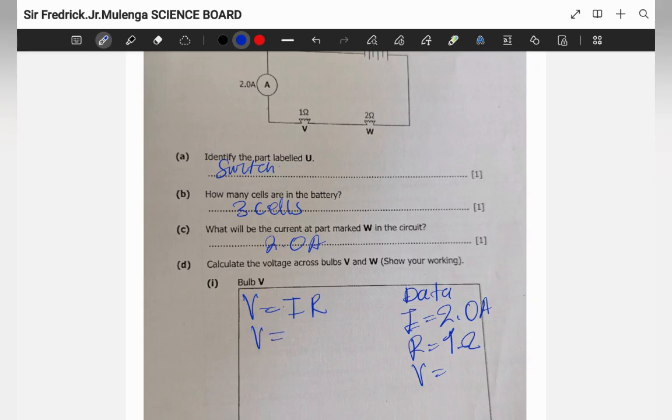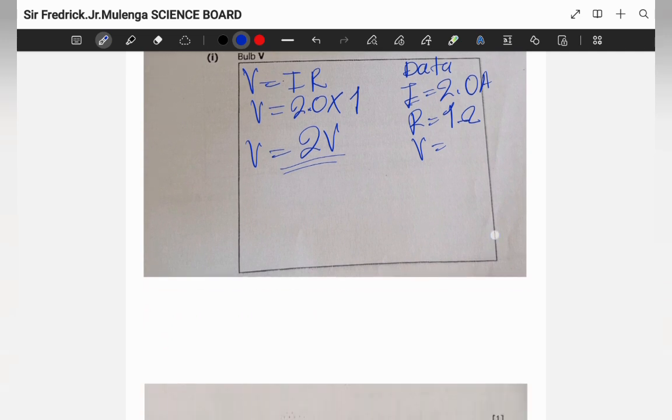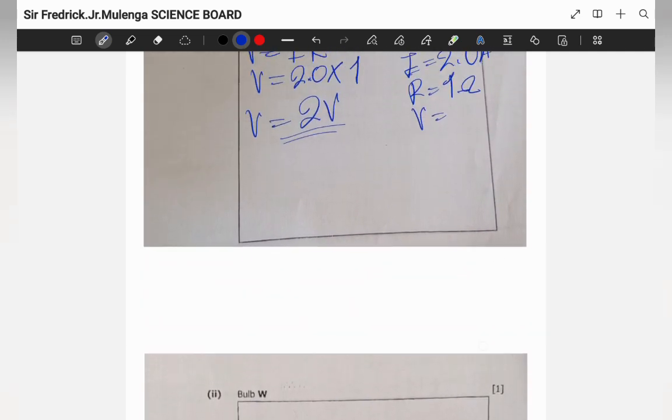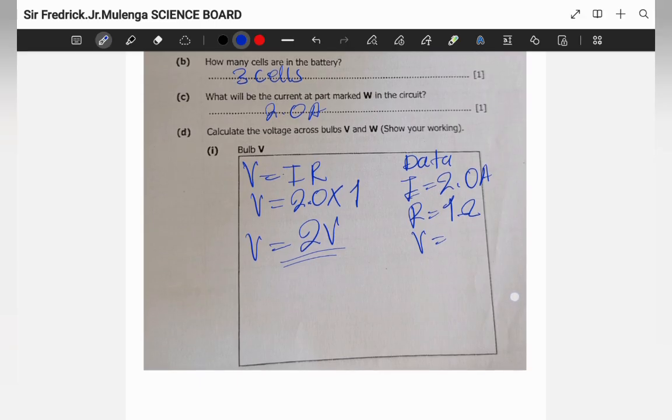So voltage is the one I'm looking for. So V is equal to current 2, I'll replace where there is R, I'll put 1. So voltage, how much am I having? I'm having voltage of 2 volts passing through the 1 ohm resistor. Okay, done, just like that. Then you go to the next question. I'm now calculating what? Voltage across what? Across W.